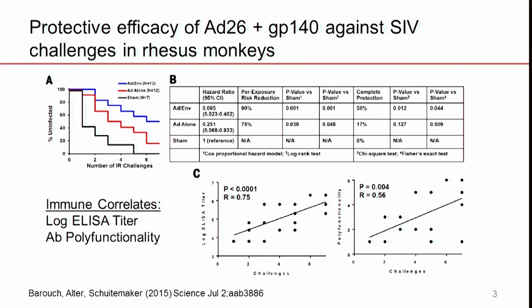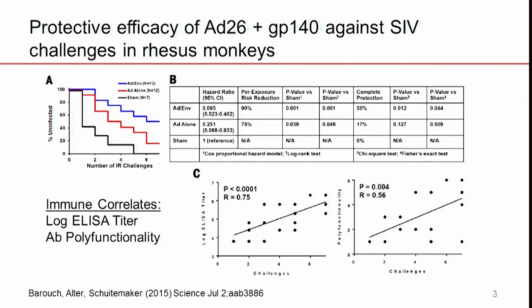In this case, this is an SIV model, so simian immunodeficiency virus model. The vaccines express SIV proteins, and the monkeys are challenged with SIV. 12 monkeys, so to recap, 12 monkeys got adenovirus and then followed by GP140. 12 monkeys then got adenovirus and then boosted with another vector, Ad35, and then 8 monkeys got placebo.